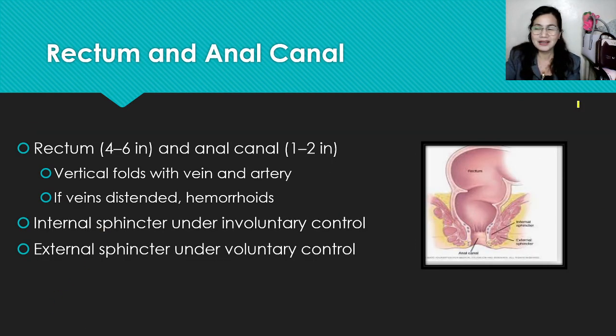We have now the rectum and anal canal. The rectum is approximately 4 to 6 inches and the anal canal is 1 to 2 inches. It has vertical folds with vein and artery. If veins are distended, then there's hemorrhoids. The internal sphincter, on the other hand, is under involuntary control, and the external sphincter is under voluntary control.